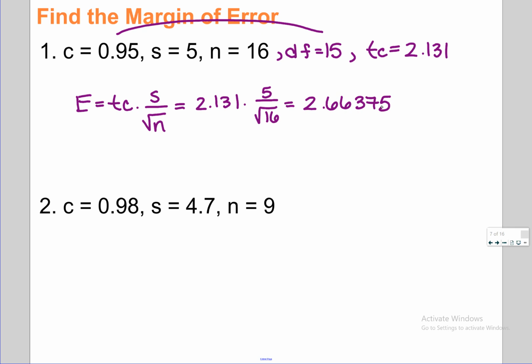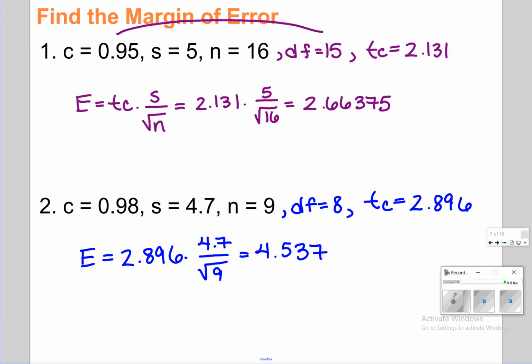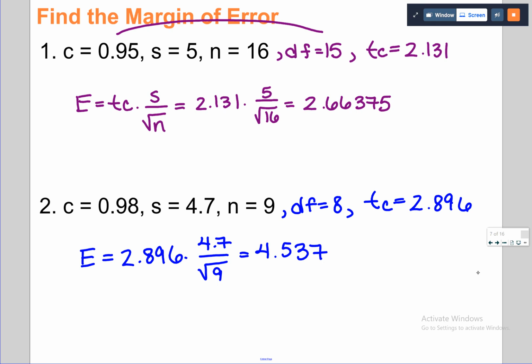All right, you guys try the next one real quick. Okay, you should get margin of error of 4.537. 2.896 is my critical value for T. There. Degrees of freedom 8. Confidence level 98%. Any questions? Okay.